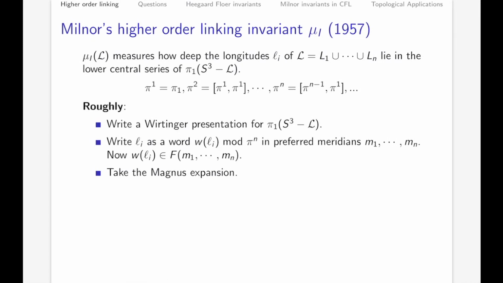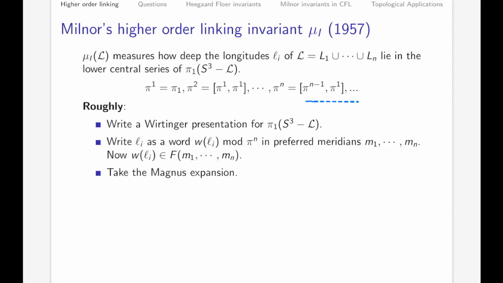So roughly speaking, the Milnor numbers, mu I, or sometimes they're called mu bar with indexing I, measure how deep the longitudes of the link lie in the lower central series of pi1 of the link complement. So I have written here the start of the lower central series. And what one does is write a presentation for pi1 of the link complement, like the Wirtinger presentation. And then you take each longitude Li as a word, mod pi n, which is the nth term of the lower central series, in preferred meridians. And this word is now showing up in the free group on M1 through Mn.